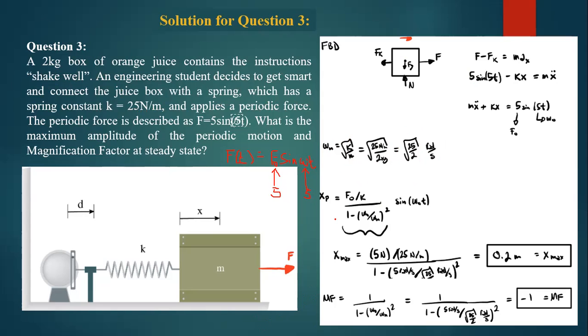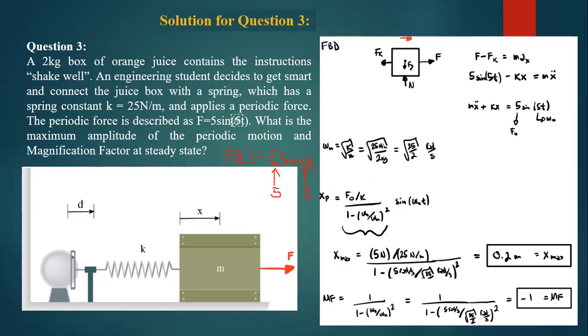Now the amplitude of vibration, x particular, or the steady state amplitude, x is equal to F naught over k over 1 minus omega over omega n the whole square, times sine omega t. Omega is the forcing frequency, omega n is the natural frequency. The forcing frequency is 5 here.